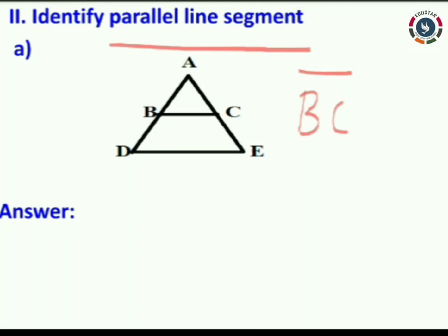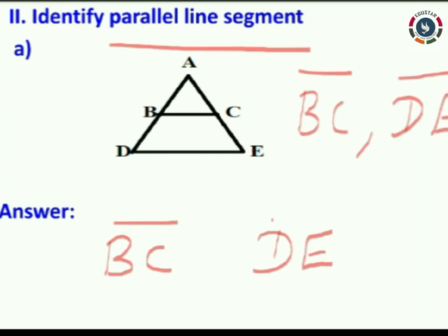Like that, DE is one line segment. Yeah, having 2 line segments. Now we are going to write parallel line segments. So BC is one line segment and DE is one line segment. Parallel means, how will you denote parallel lines? You should draw 2 vertical lines. So BC line segment is parallel with DE line segment.